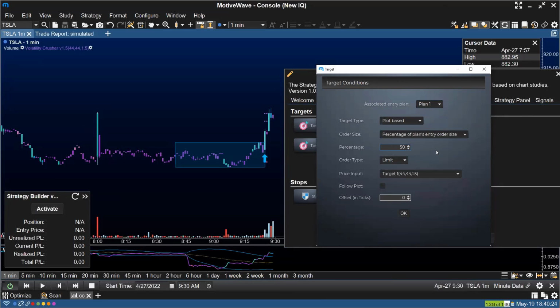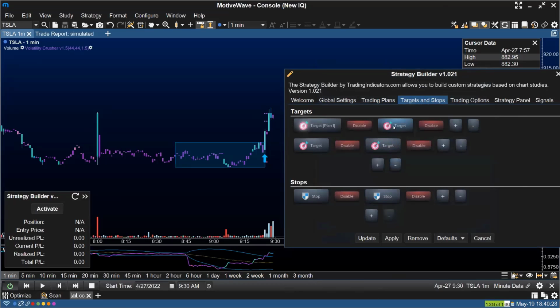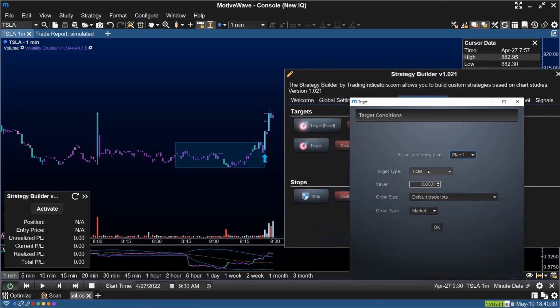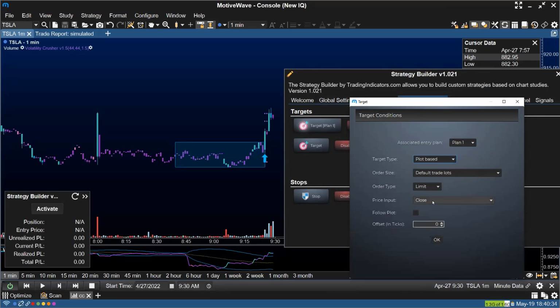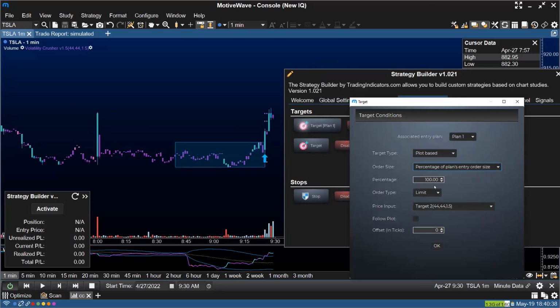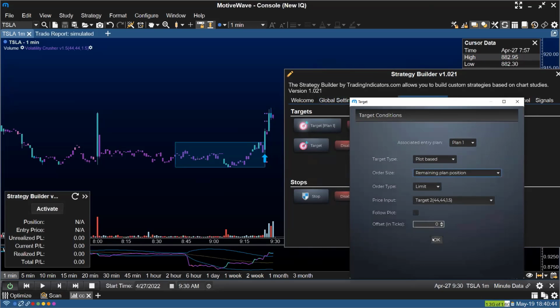So I want it to take off half of the position there, 50%. All right. And now I move on to my target 2 for my long trade. A limit order again, based on a plot. And the plot will be target 2. I want to take off a percentage. Or in this case, I don't even have to say 50%. I can just say take off the remaining plan position.